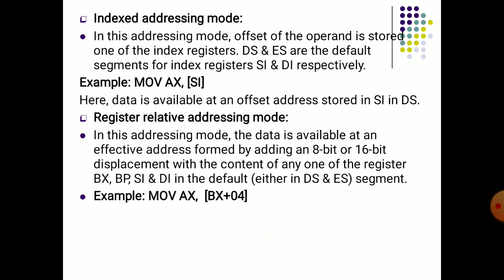Okay, so the next addressing mode is indexed addressing mode. In indexed addressing mode, we use the index registers. We know that in the 8086 microprocessor we have two types of index registers: the source index register and the destination index register. Indexed addressing means the offset address is available in one of the index registers, either source index or destination index. The best example is MOV AX, [SI].